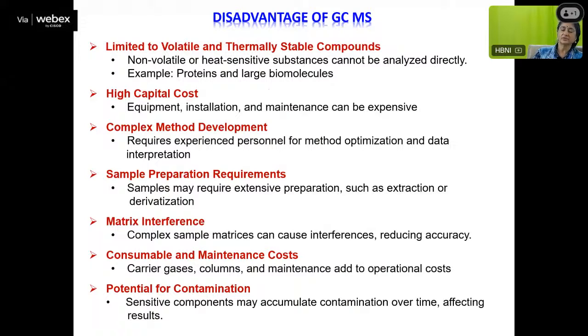Matrix interference also can be there. Complex sample matrices can cause interference and reduce accuracy. Consumables and maintenance cost, capital cost as well as running cost is high, and there is potential for contamination. Sensitive components may accumulate contamination over time, affecting your results.